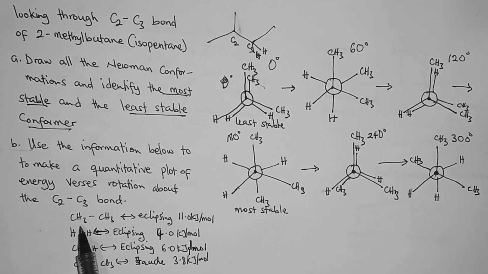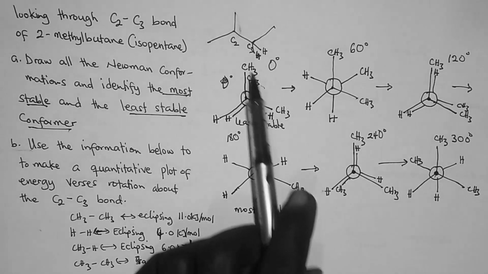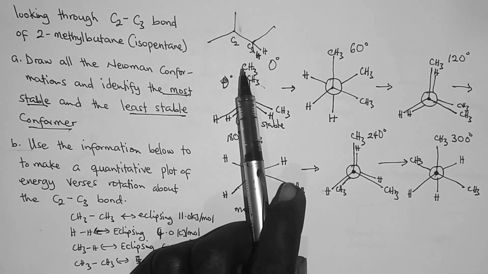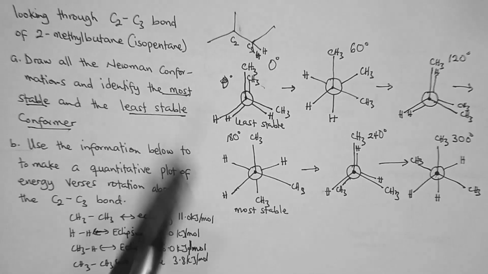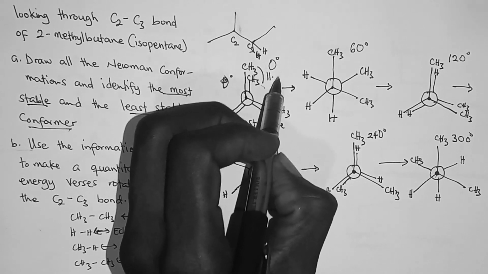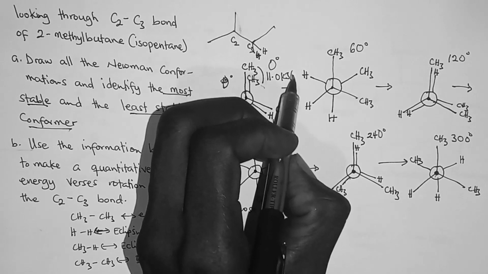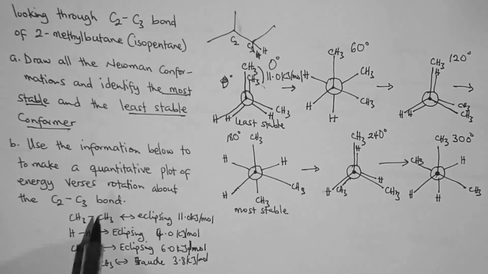So now he says that CH3-CH3 eclipsing is 11.0 kilojoules per mole. So let's take this molecule. You see that in this molecule there is a CH3-CH3 eclipsing. So it means that the energy here is 11.0 kilojoules per mole.